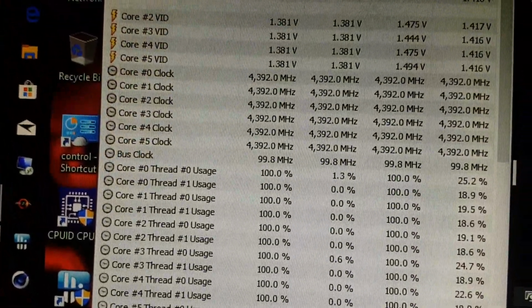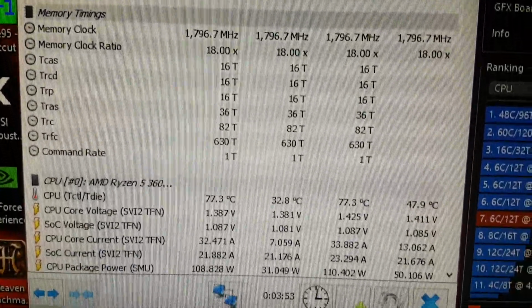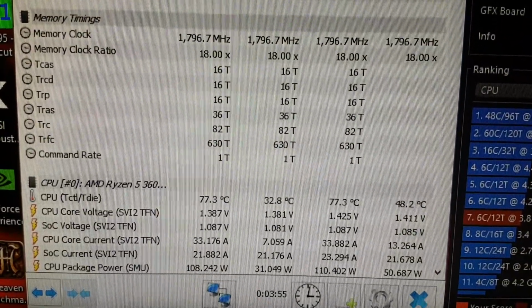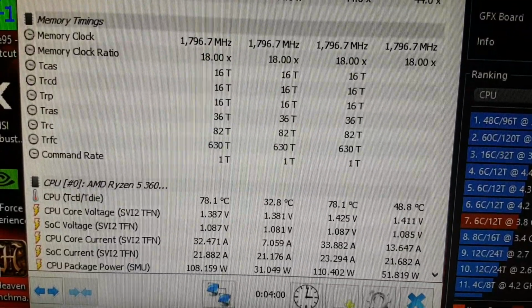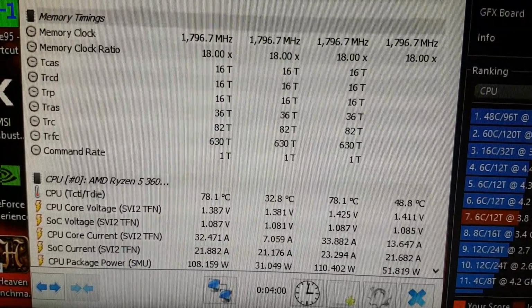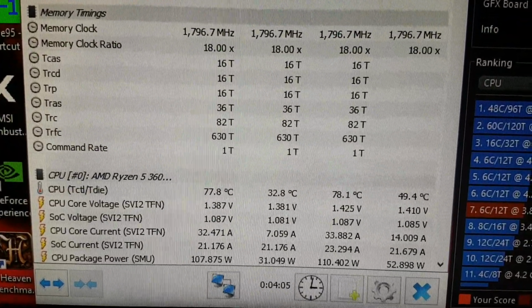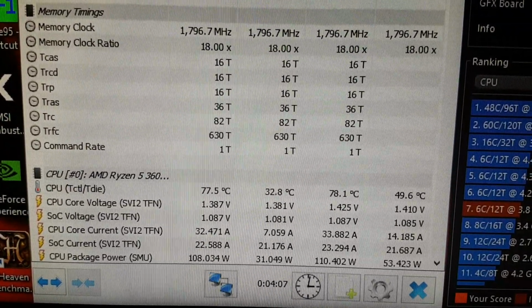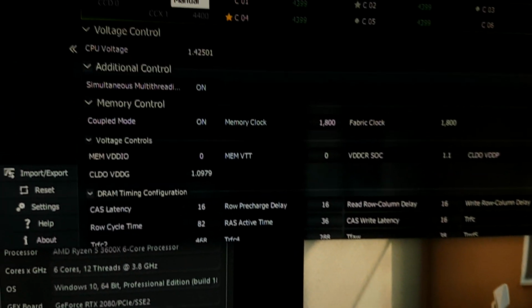So can I increase the voltage safely? Temperature's not too bad, I suppose. It's within tolerance, I guess. CPU power 108 watts. I thought it was a 95 watt chip. Still going away, probably it's just got about 3,900.